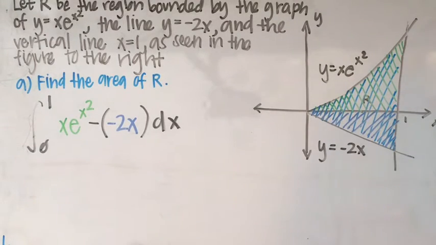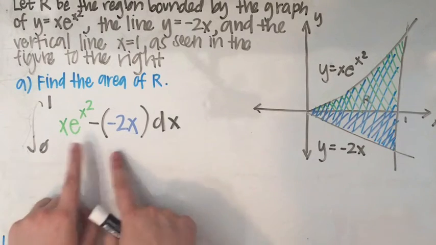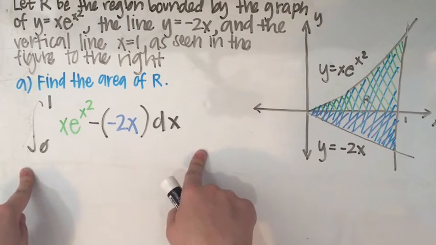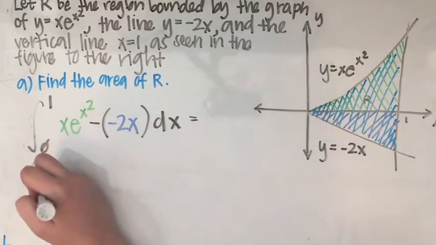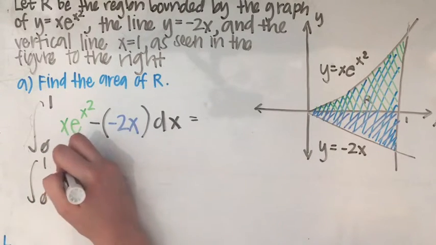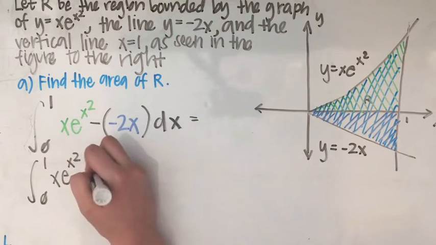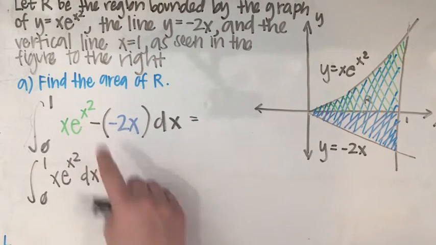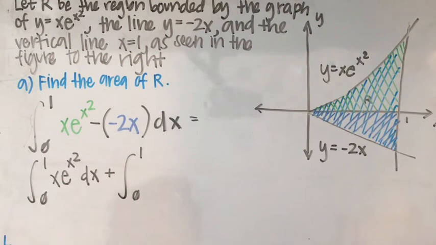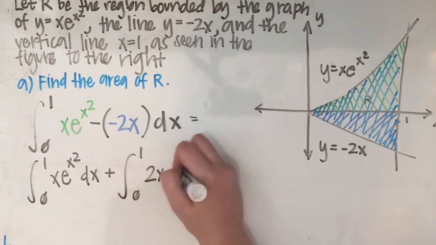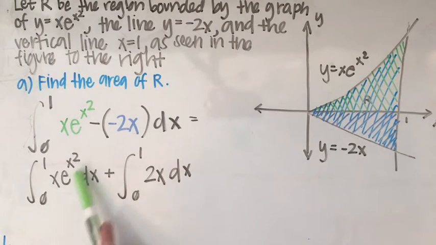So next I'm going to have to integrate this by hand because this is a non-calculator problem. To make this easier for myself, I can split them into two different integrals, and that's what I'm going to do. I'm going to say this equals the integral from 0 to 1 of x e to the x squared dx plus, because those two negatives cancel each other out and become a plus, the integral from 0 to 1 of 2x dx. So for this, I'm going to have to use u substitution.